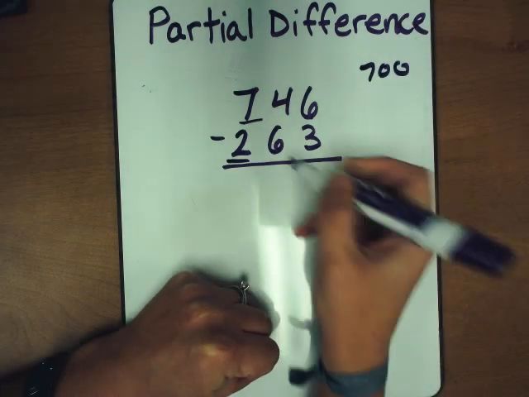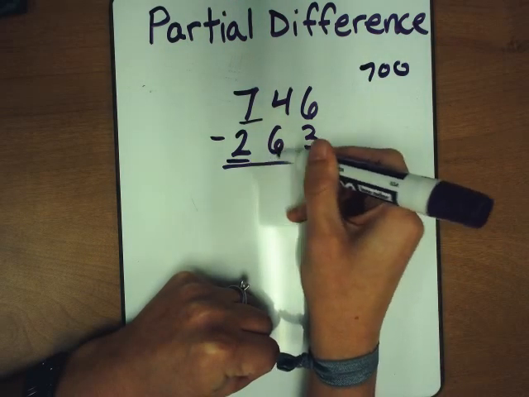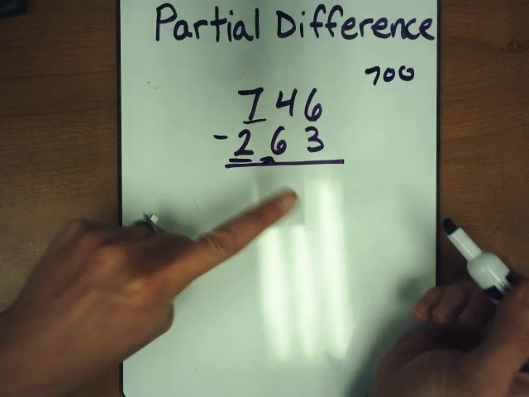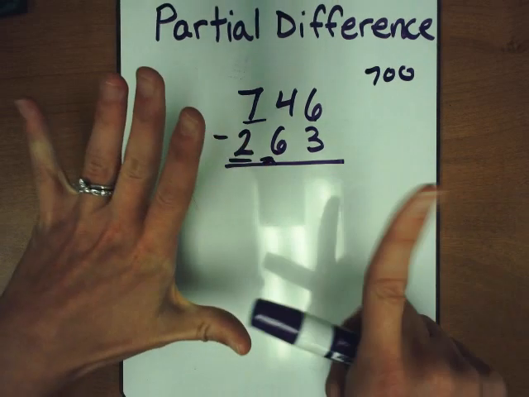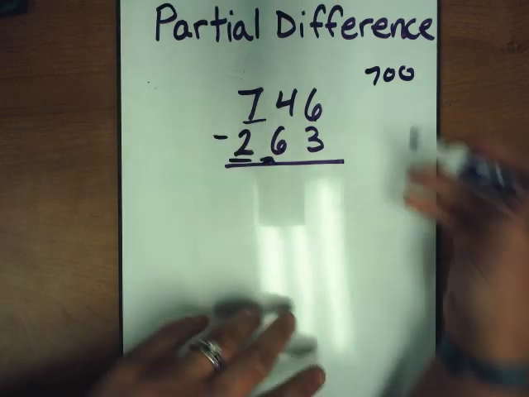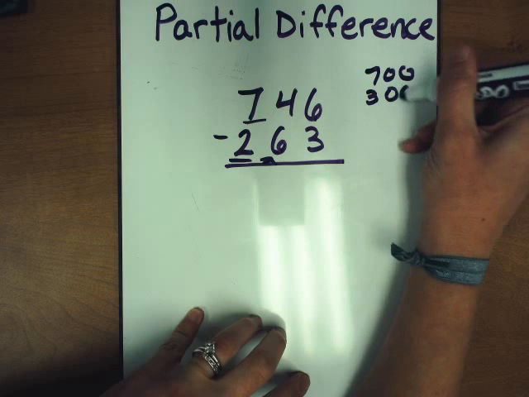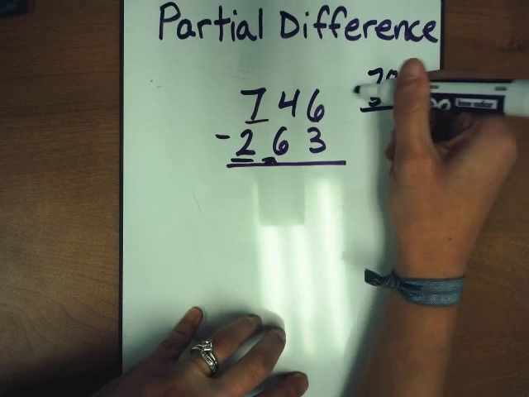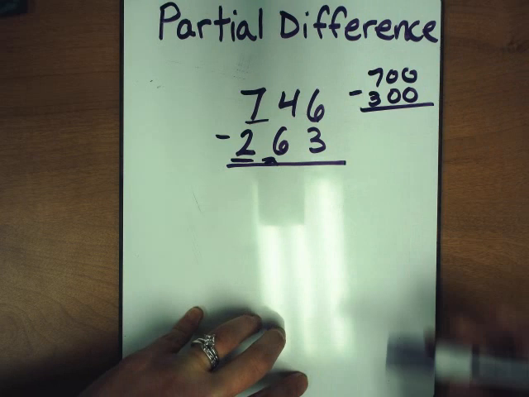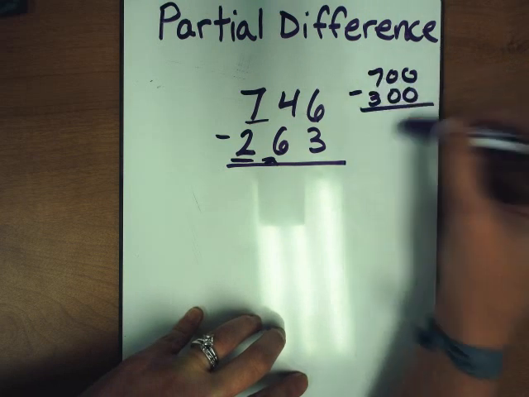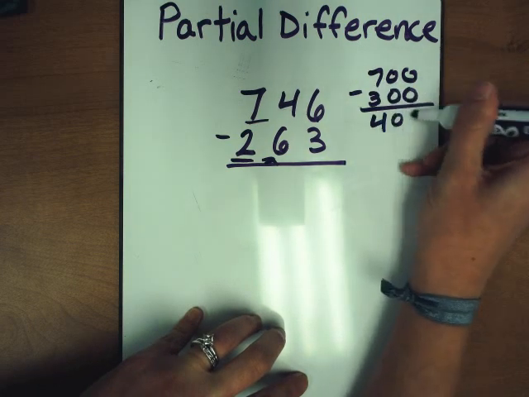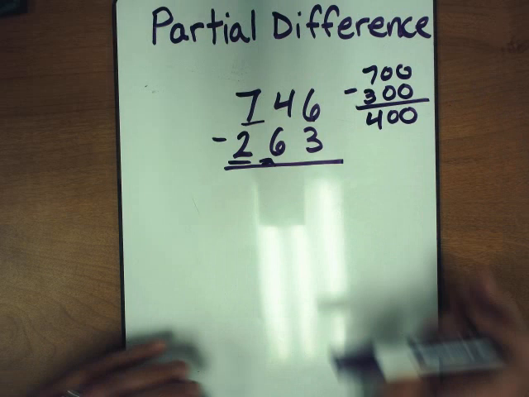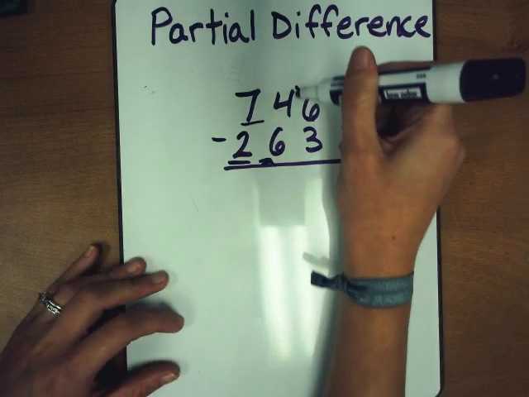I round 263 to the nearest hundred. I care about the 6. 1, 2, 3, 4, 5, 6. There's my thumb. I'm going to round up to 300. So 700 minus 300. 3, 4, 5, 6, 7, 400. So there's my ballpark estimate to know whether my answer is reasonable.